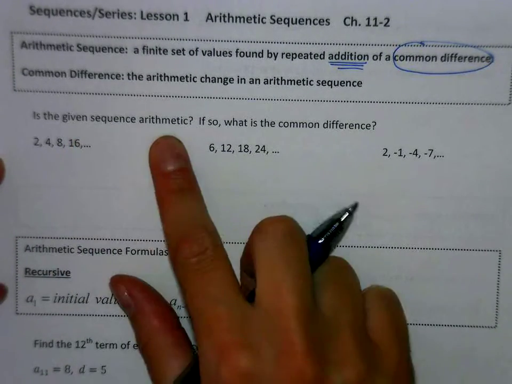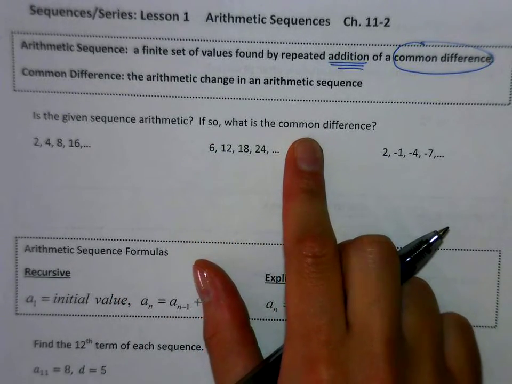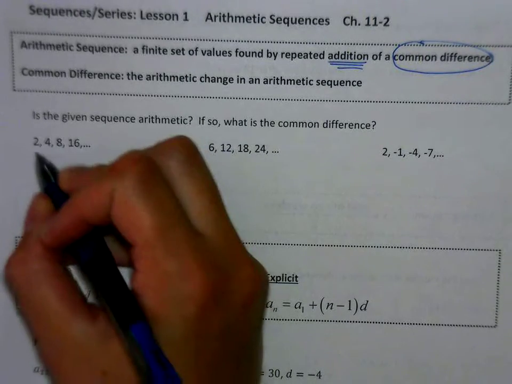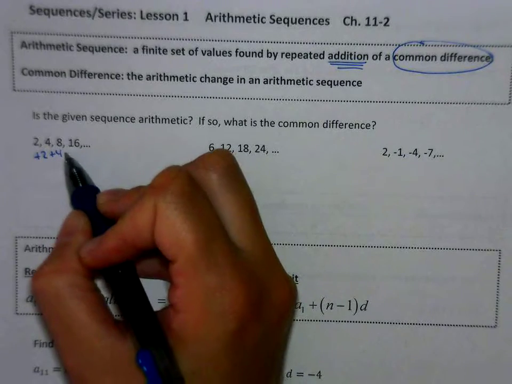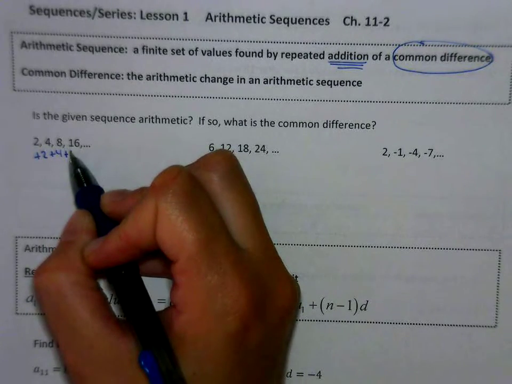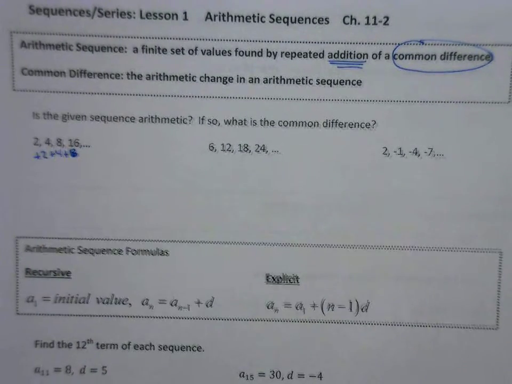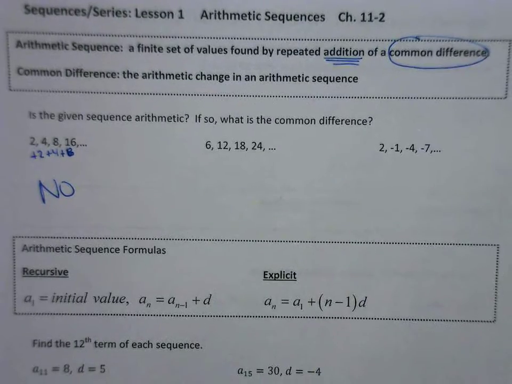We want to know if the given sequence is arithmetic, and if so, what is the common difference? So if we go from 2 to 4, we're adding 2. Then when we go from 4 to 8, we're adding 4. And then we're adding 8. These are not a common difference, so this is not an arithmetic sequence.